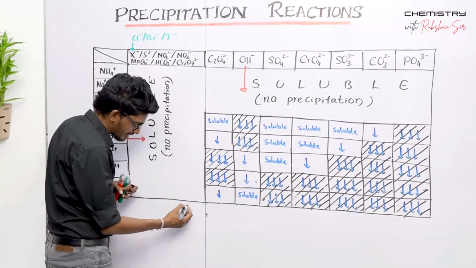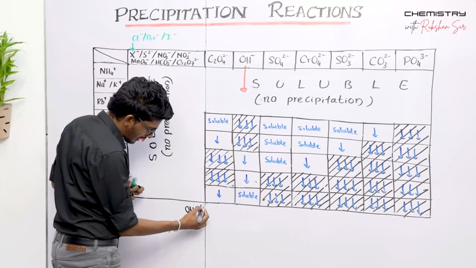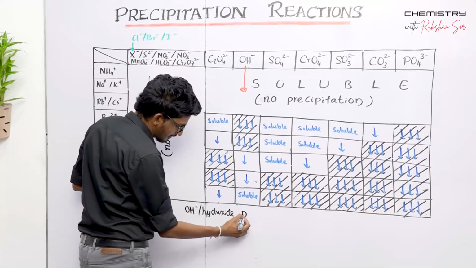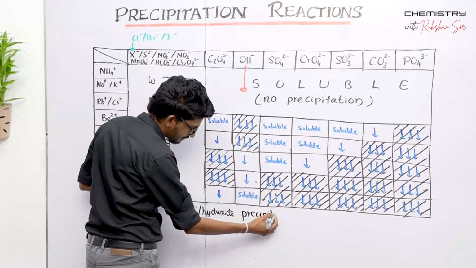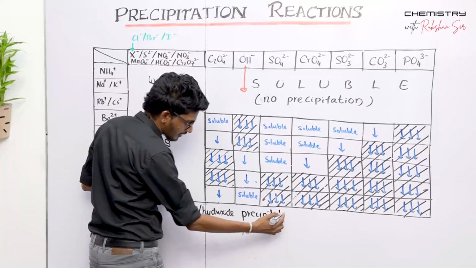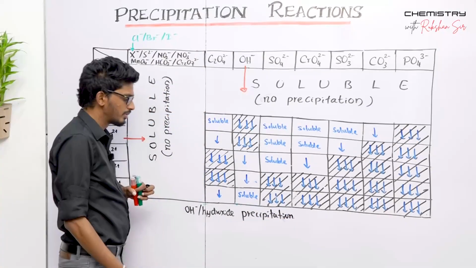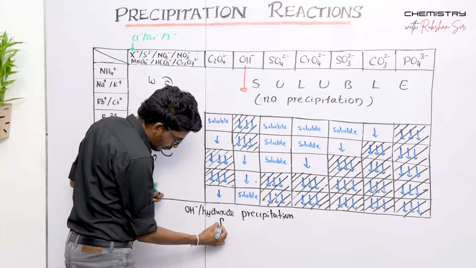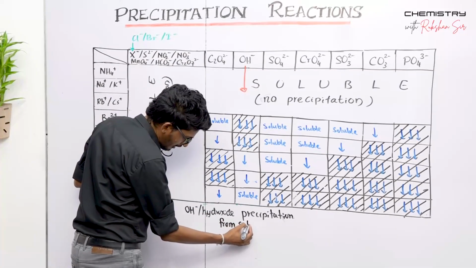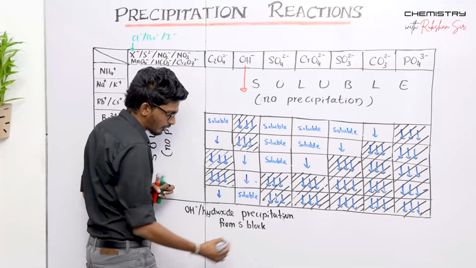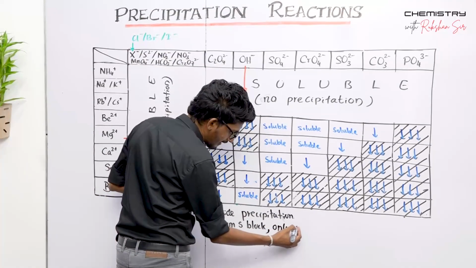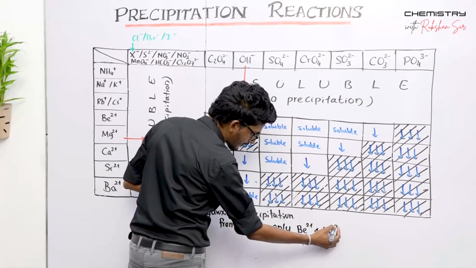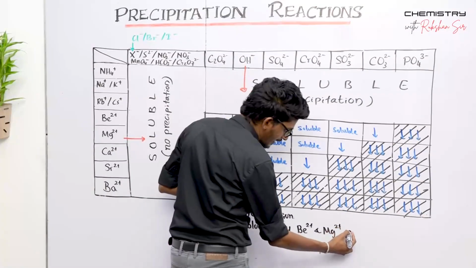So when it comes to hydroxide precipitation, OH minus hydroxide precipitation, right? These things should be mentioned, right? So from S block, only magnesium 2 plus and beryllium 2 plus get precipitated as hydroxides.